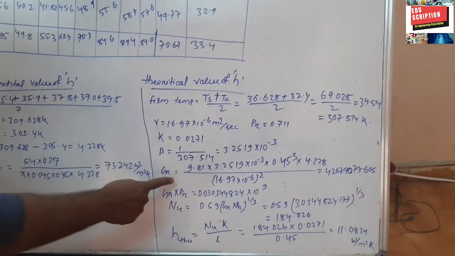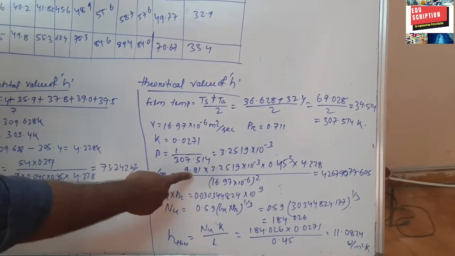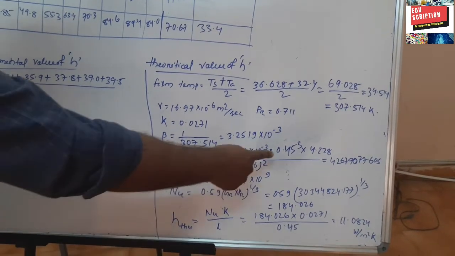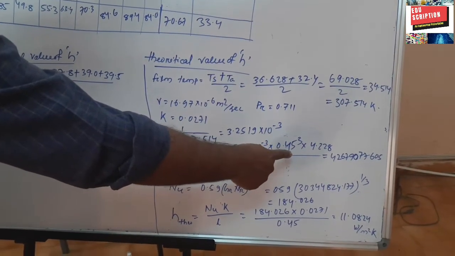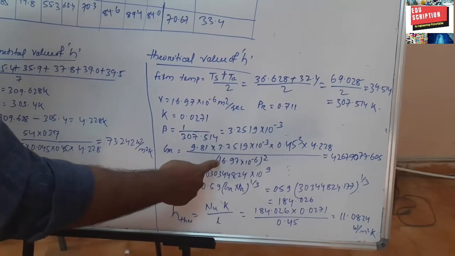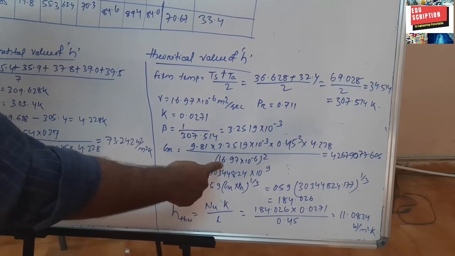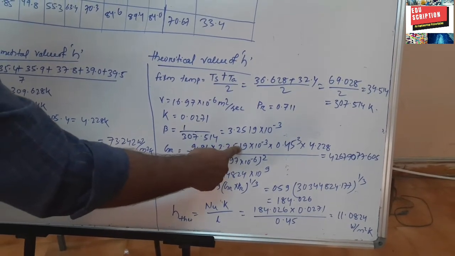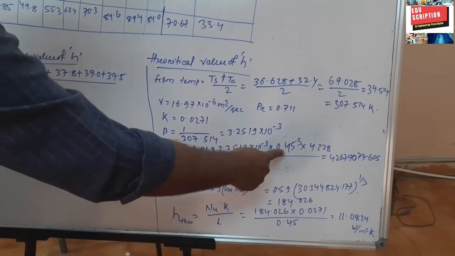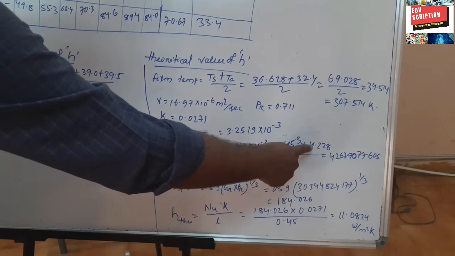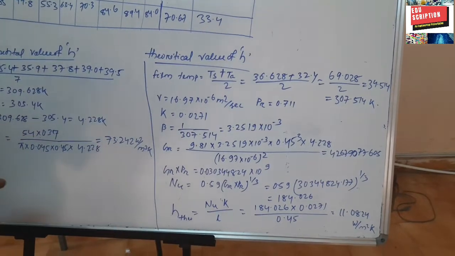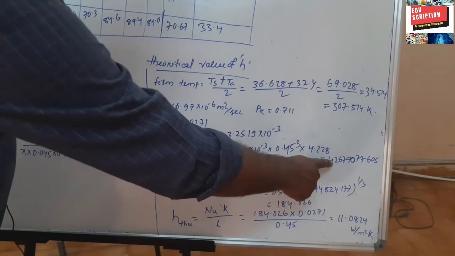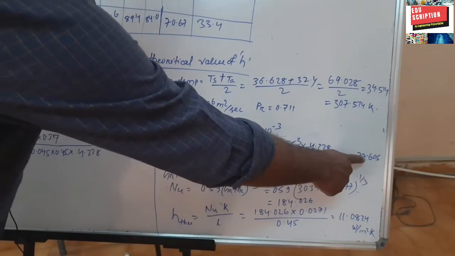So Grashof number is equal to g into the beta value into L cube into delta T, divided by nu squared. That is equal to 9.81 into 3.2519 into 10 to the power minus 3 into 0.45 cube into 4.228, whole divided by (16.97 into 10 to the power minus 6) whole squared. So that will be equal to 4267907.602.